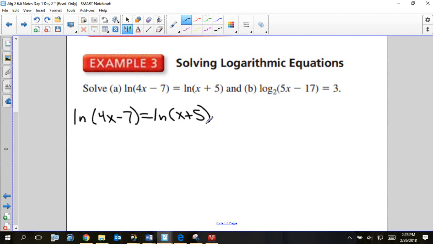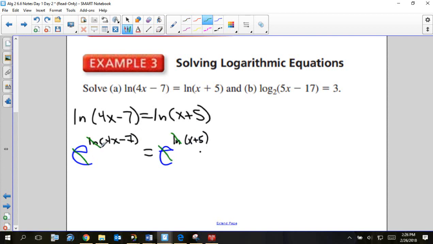What's the first thing I need to get rid of? I am solving for x. I need to get rid of ln first. And what is the inverse of ln? E. But e always has an exponent. So when you put that e in, this entire side of the equation becomes the exponent. It's called exponentiating.